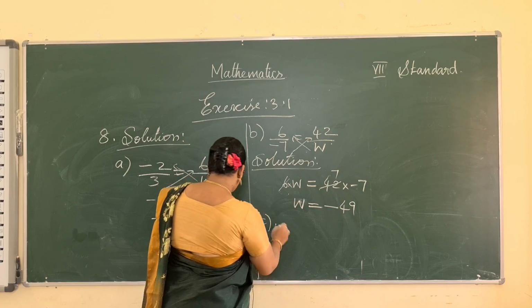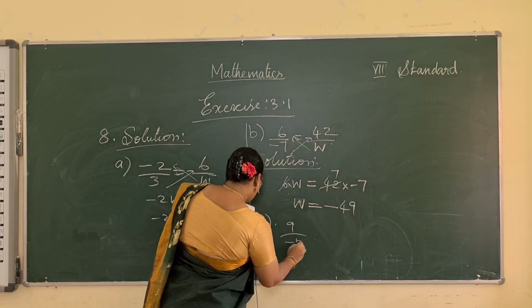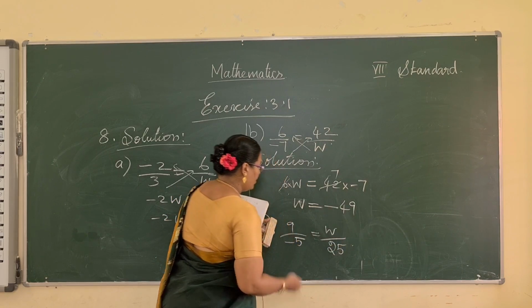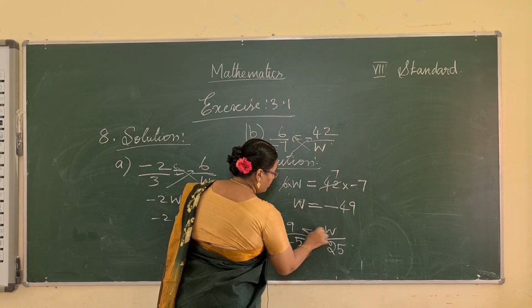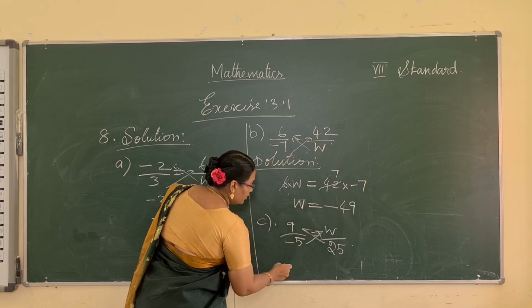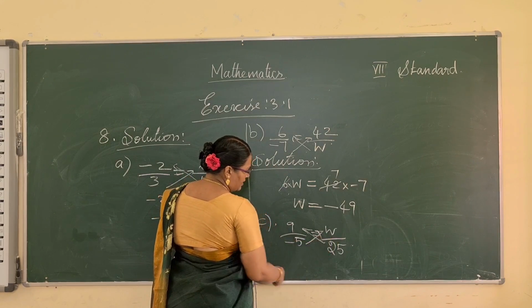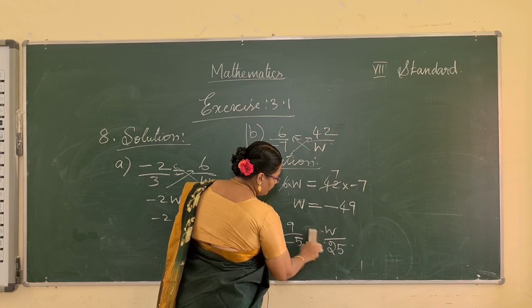See the next one. C problem. 9 by minus 5 is equal to W by 25. Now equating, multiply these values. So here also we can directly cancel. After that you will multiply.